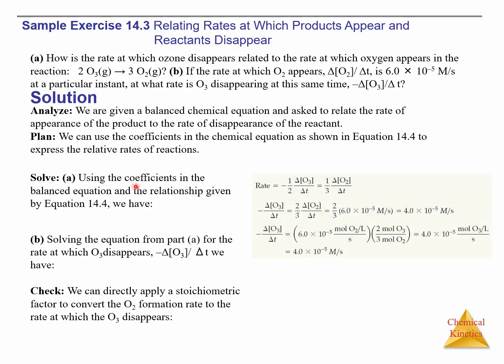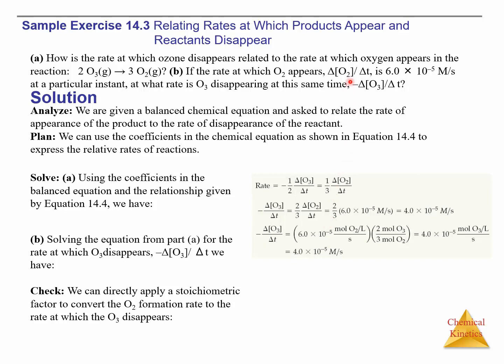So, again, using the coefficients in the balanced equation, the rate equals minus 1 over 2 times the change in concentration of O3 over the change in time. And this will equal 1 over 3 times the change in concentration of O2 over the change in time. Now we can move this 2 up to here. So minus the change in concentration of O3 by delta t equals 2/3 the change in concentration of O2 by delta t. So 2/3.